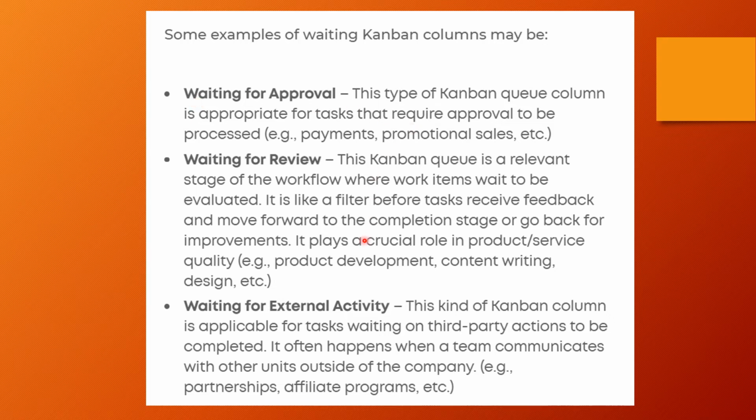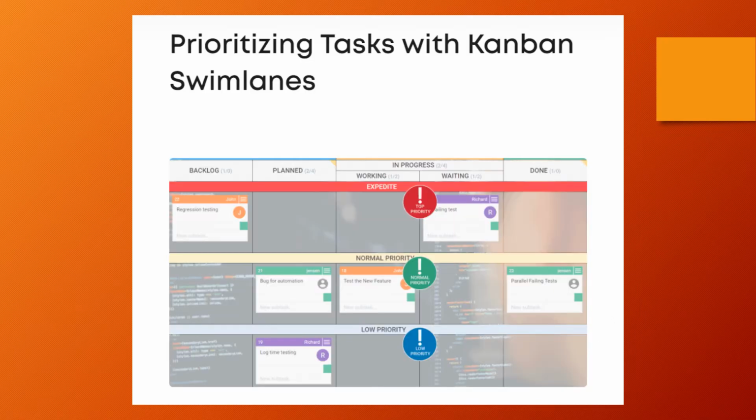You want someone to review it, maybe your technical lead or architect. That's where you are ensuring quality and everything. And for waiting on external activity, say you are waiting for UX design from some other company, you can create a column for that. You can create many types of waiting columns like this.